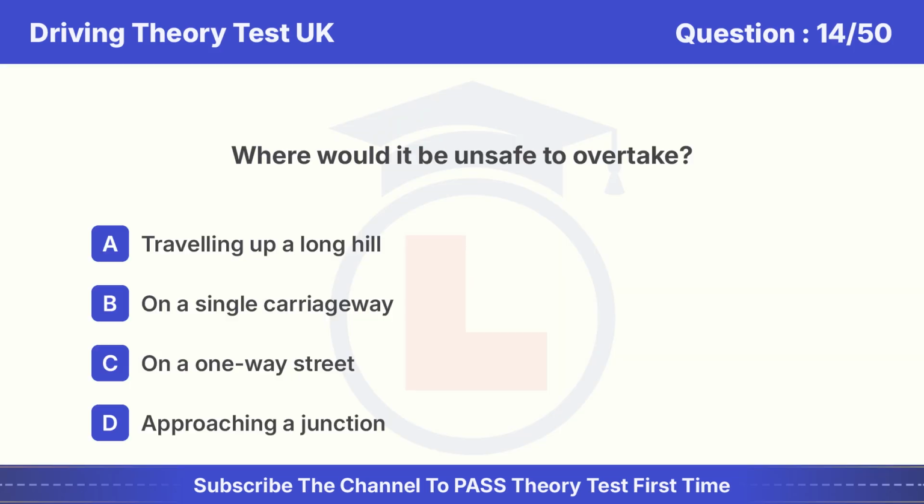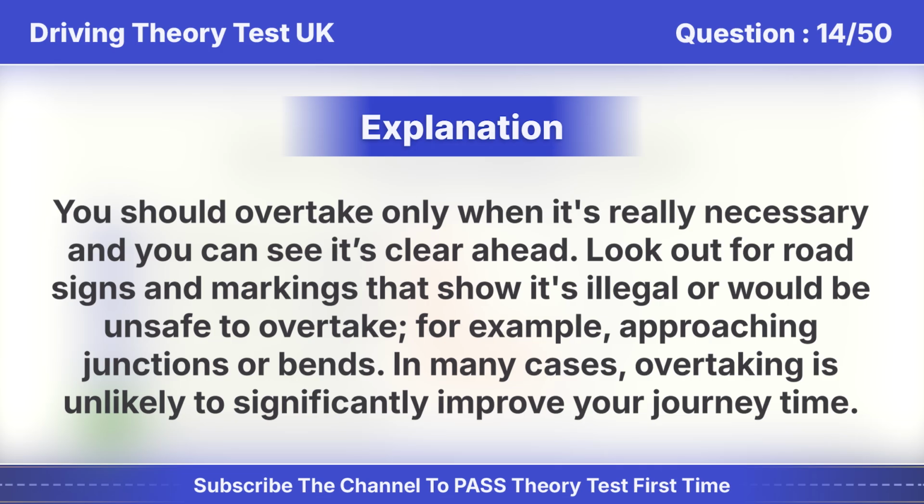Question 14. Where would it be unsafe to overtake? Answer is D. Approaching a junction. You should overtake only when it's really necessary and you can see it's clear ahead. Look out for road signs and markings that show it's illegal or would be unsafe to overtake, for example, approaching junctions or bends. In many cases, overtaking is unlikely to significantly improve your journey time.